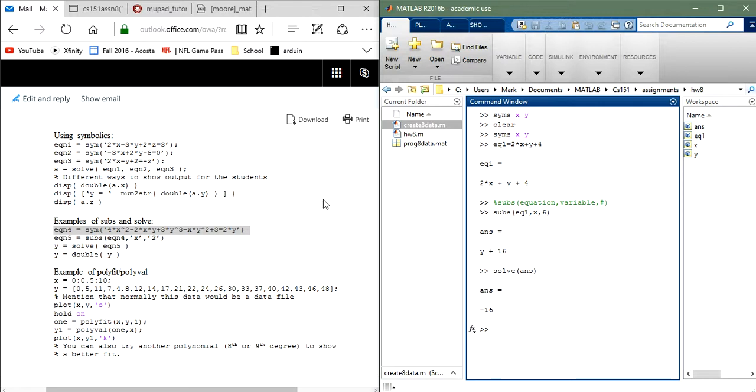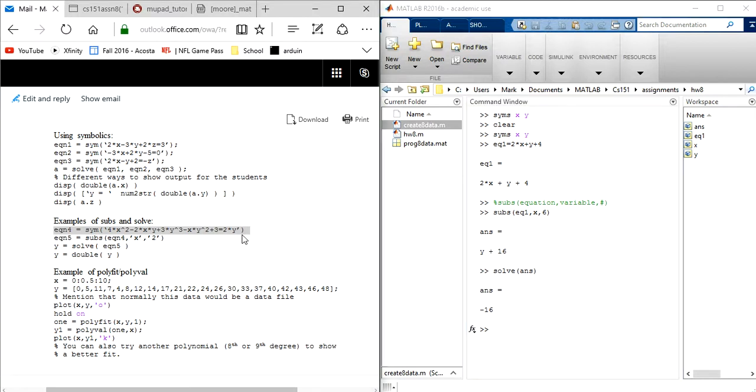If you notice, the difference between mine and Peralta's is that Peralta has single quotes over all of his. I avoid that just by initializing my symbolic variables. And I prefer to do it that way. I feel like it looks cleaner. And I also feel like, hey, I know which values are going to be symbolic.